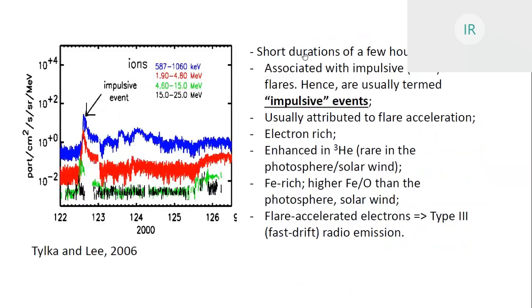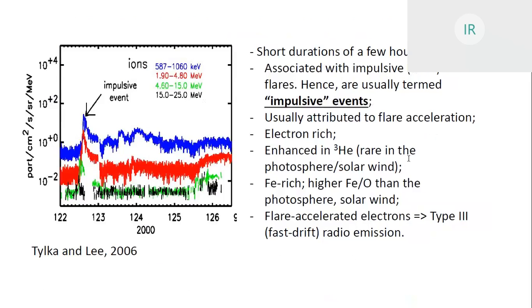And the classic picture is that there are two types of particle events. There are very short duration ones. Here's an event here, which lasts a few hours to a day. They're usually called impulsive events. Actually, the original term was because they're associated with impulsive, brief solar flares, rather than actually classifying the type of the SEP. Usually attributed to flare acceleration, electron rich. They have enhancement of helium-3, which is interesting. I won't go into that.